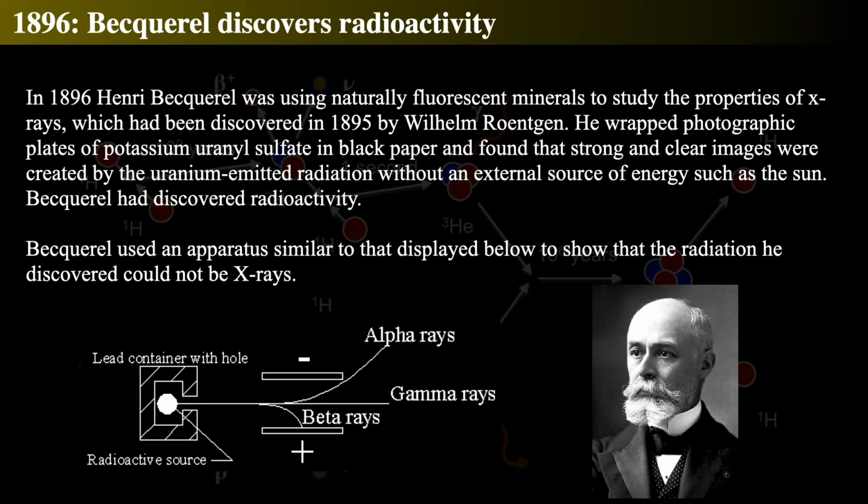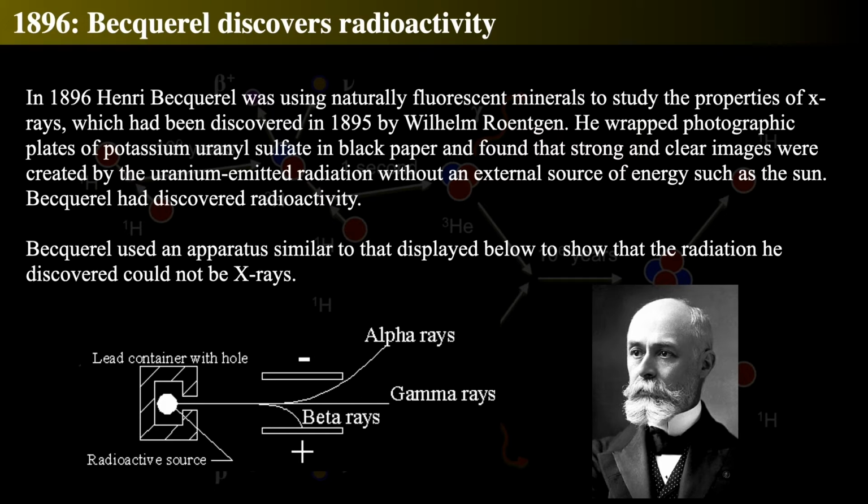And even though they hadn't been exposed to the sun, he found that there were images of the objects he had placed in with the black paper. And so therefore, the uranium itself had emitted radiation without any external source of energy like the sun or dropping rocks on top of it or like coal burning or something weird. So therefore, Becquerel discovered radioactivity. He discovered that a mineral actually emits light.